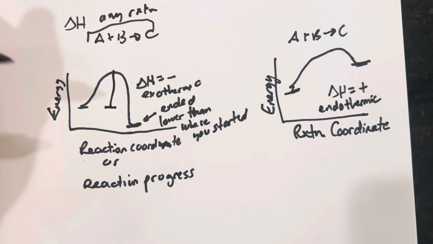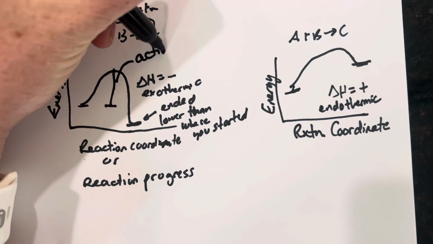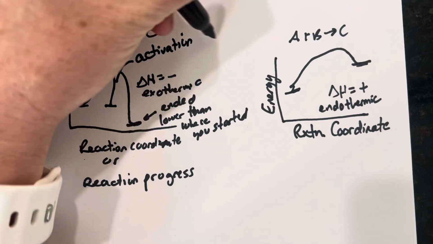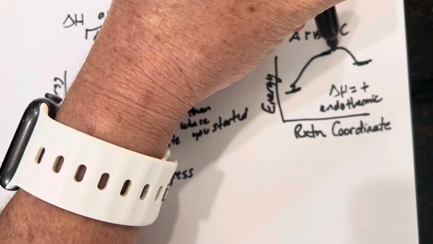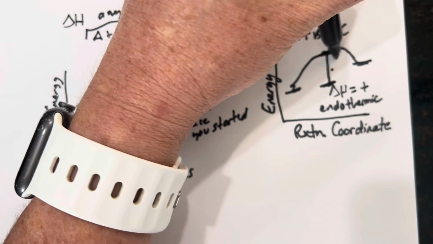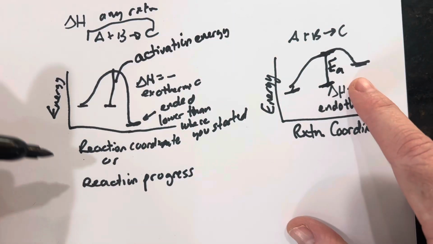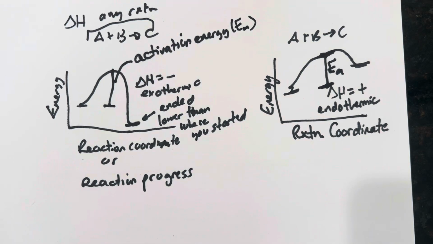Sometimes it's higher, sometimes it's lower, but we call this thing the activation energy. It's the amount of energy required, so it's like the peak up here going down to here. That's also the activation energy. It's the amount of energy that's required for a reaction to occur.